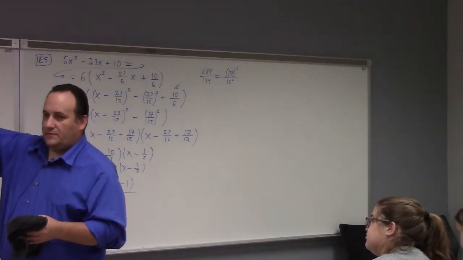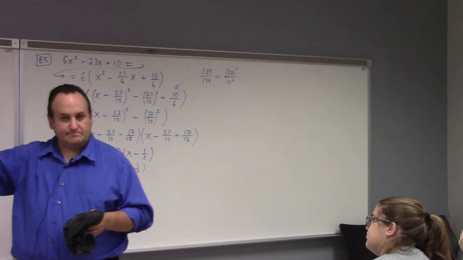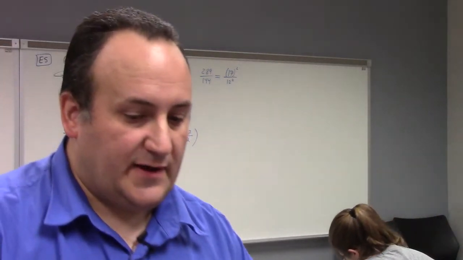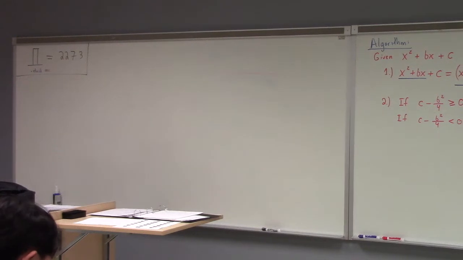Now, this algorithm I'm describing here in the middle board, by the way, is what's known as completing the square, if you've ever heard of that. We'll come back to this when we talk about the quadratic formula, because that's essentially how we derive the quadratic formula. That same little bit of algebra.